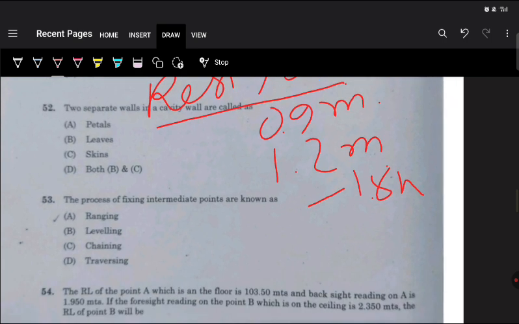And number of steps in one flight: minimum 3 and maximum? Maximum 12. Okay, remember.